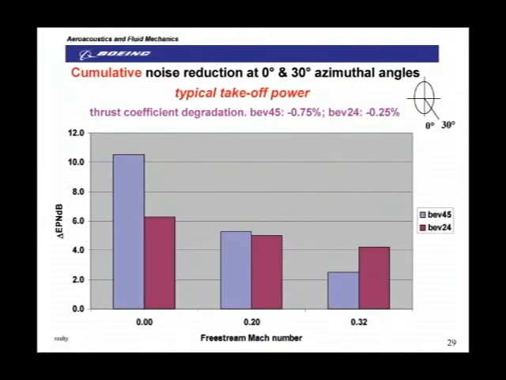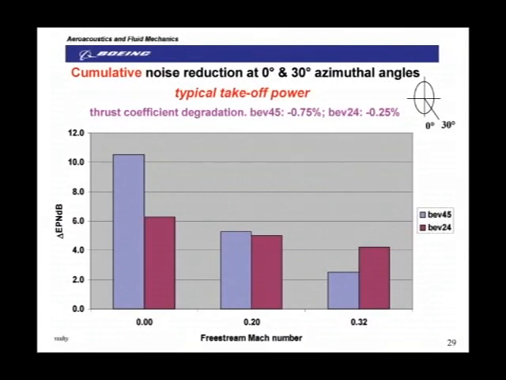Now this shows the cumulative noise reduction at takeoff, which is the summation of both the microphones, lateral as well as flyover, for the 2 bevel nozzles. At a free stream value of static, when the plane is sitting on the ground, this bevel 45 gives you an extremely large noise reduction. However, when the plane starts moving forward, it drops.